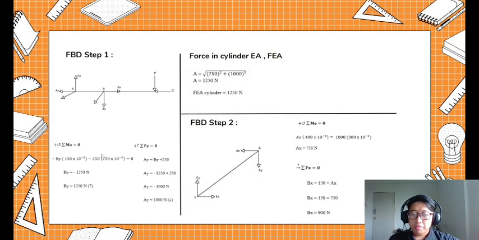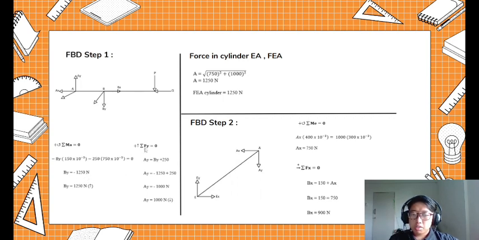Okay, step 1. By using the equation of equilibrium, the sum of moments at A equals 0, assuming the counterclockwise rotation is positive. Negative By times 150 times 10 to the power of negative 3, which is the distance from point B to A, minus 250 times 750 times 10 to the power of negative 3, which is the distance from P or point C to A, equals 0. By that, you get the answer for By equals 1,250 Newtons.